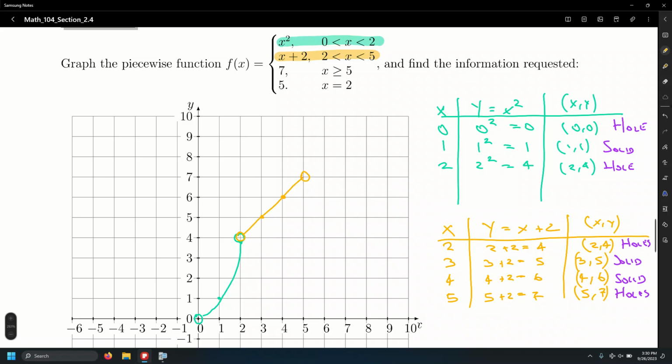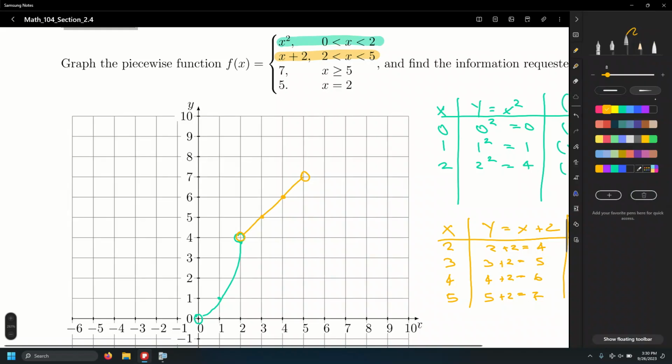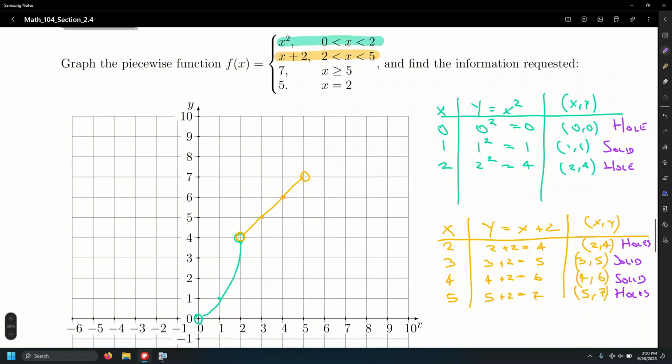All right, f of x equals 7 for x greater than or equal to, what's that, 5? Okay, let me use a different color. Let me use purple.